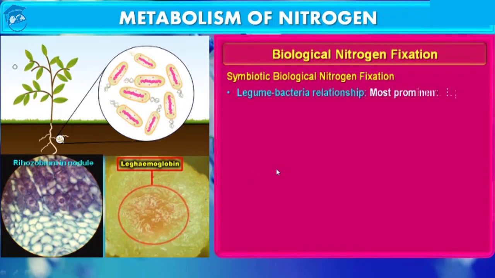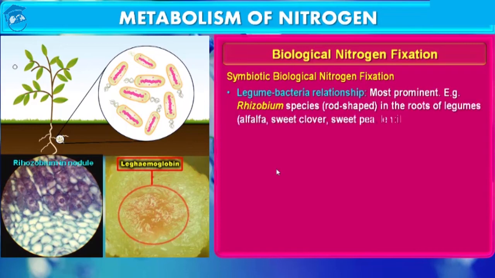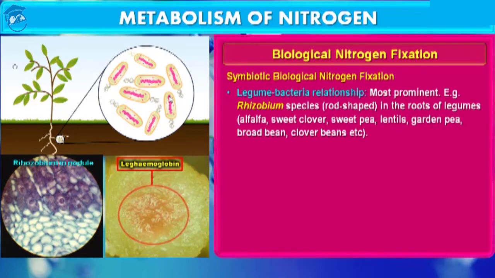So the legume bacteria relationship is most prominent. For example, rhizobium bacteria, these are rod shaped bacteria. This is rhizobium bacteria, it is rod shaped as you can see in the root of the legumes. Legume plants are such as alfalfa, sweet clover, sweet pea, lentils, garden pea, broad bean, clover bean. These are your leguminous plants.